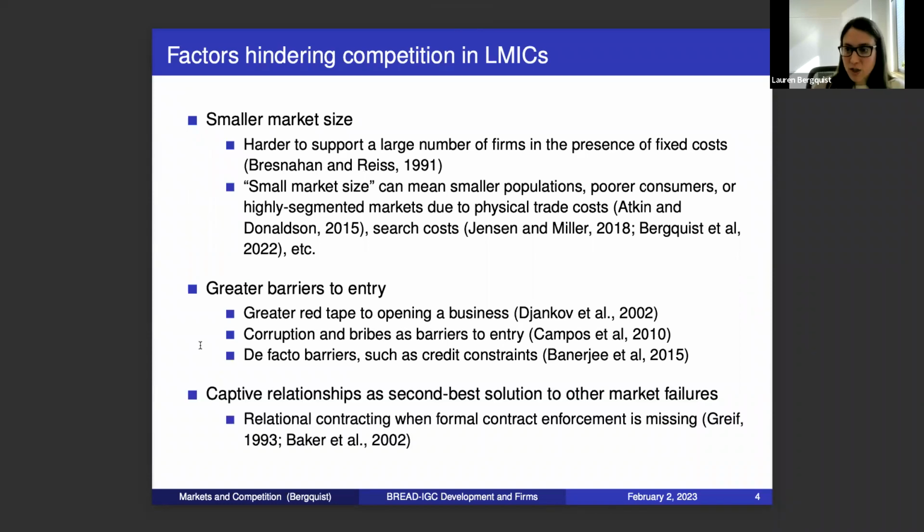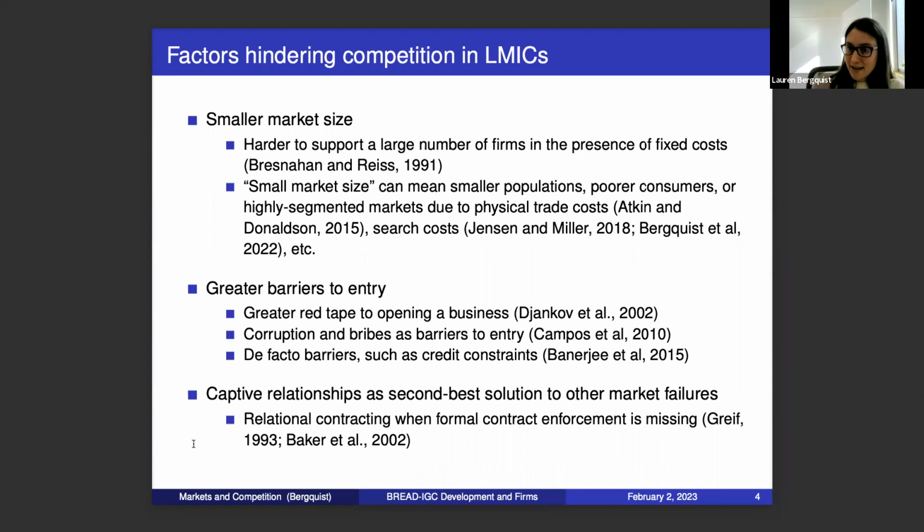So I think you talked last week about contract and relational contracting. In the presence of other market failures that we think are common in low and middle income countries, like, for example, lack of formal contract enforcement, relational contracting, as Rocco talked about, can be a substitute for formal contract enforcement.